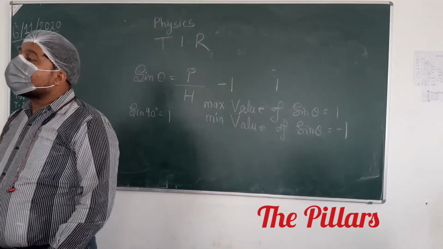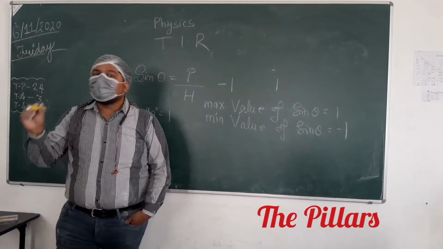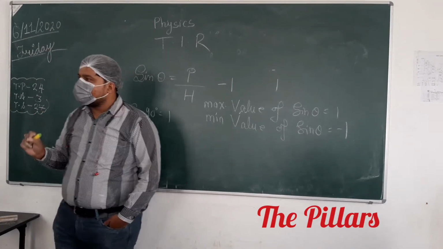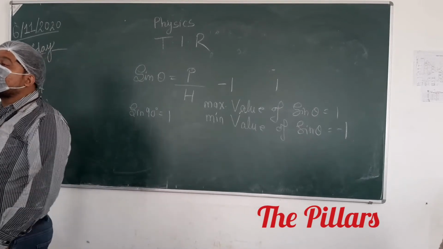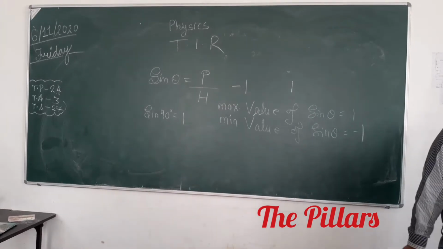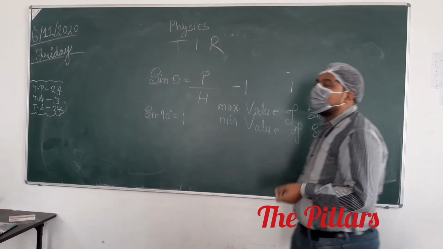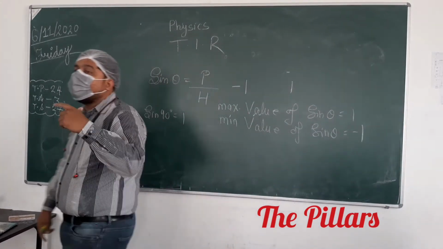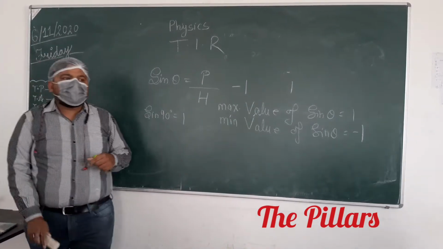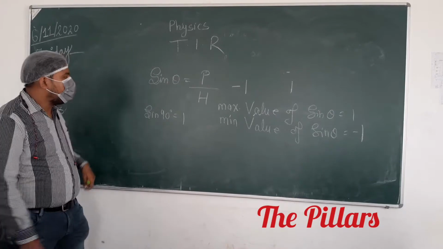Whenever you are getting new things in the class, you should write them in your rough copy. You may be confused about what to write and for what purpose. That is why we are discussing sin theta. Cos is also like that. The value of cos theta varies between -1 to 1. Tan theta varies from -infinity to +infinity.